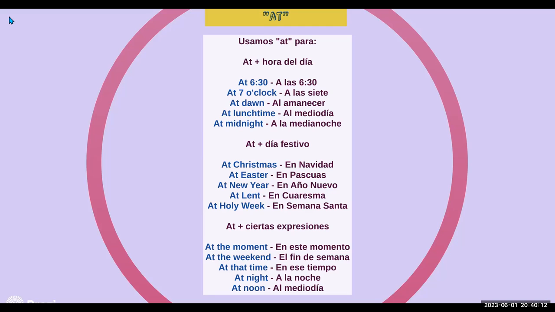Teacher dice una, no sé si está bien. I go to work at 6 o'clock. Okay, I go to work at 6 o'clock, okay. What else? ¿Quién más? ¿Qué más hay ahí? I eat my lunch at noon. Okay, that's correct too.